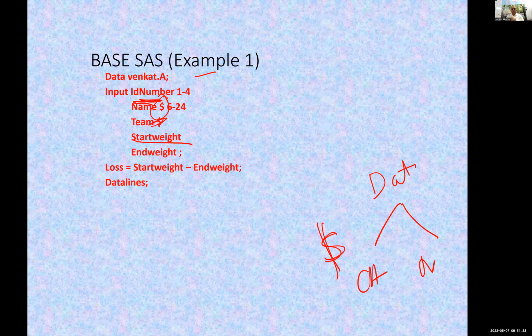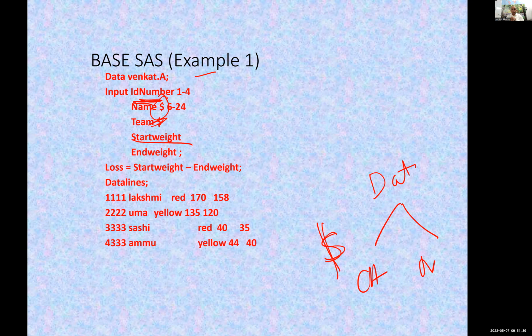So these are my data lines, this is the information. This is the starting weight, this is the ending weight, starting weight, ending weight. I want to calculate certain things. So run. This is a simple program. I want to calculate it.